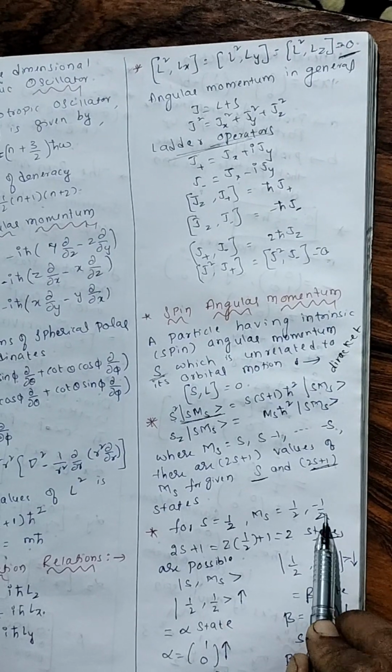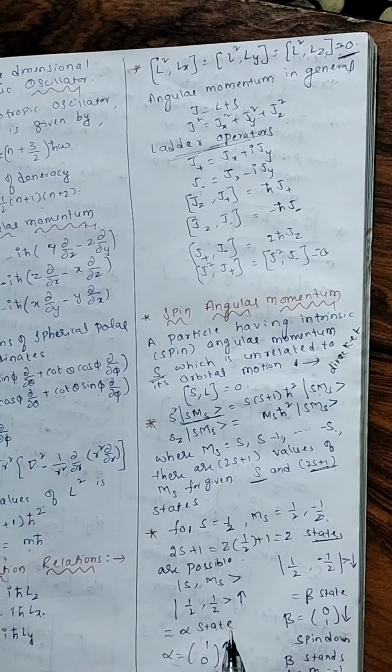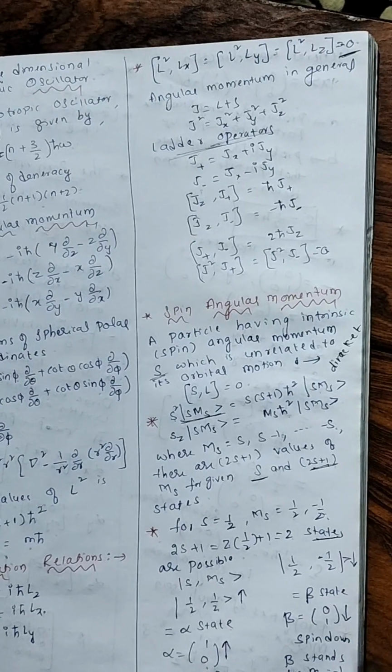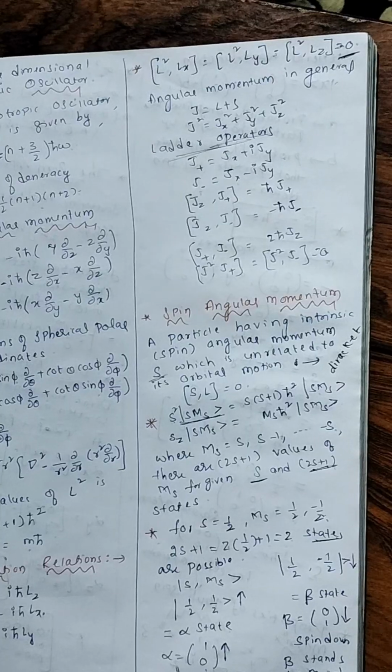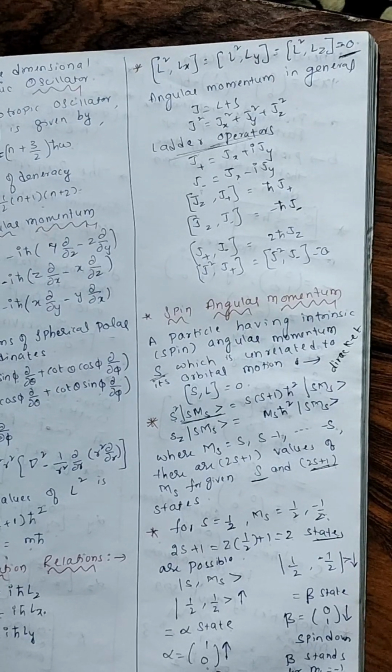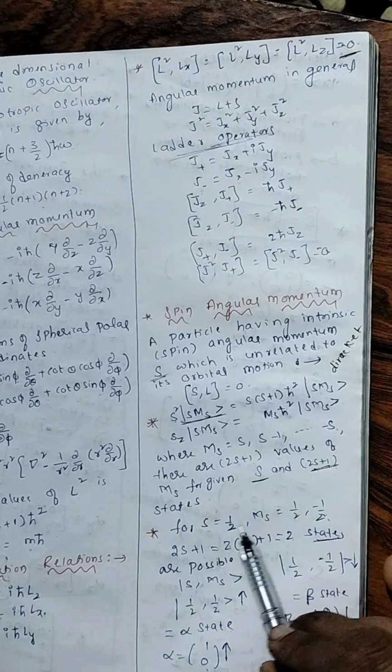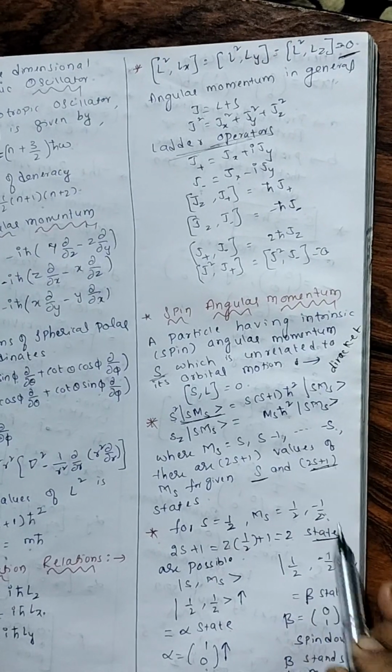Again 1 by 2 minus 1 by 2. This we say alpha state. Up spin will be there, 1, 0. Alpha is the wave function of MS. Right? Now next, we are taking the combination of half minus 1 by 2.